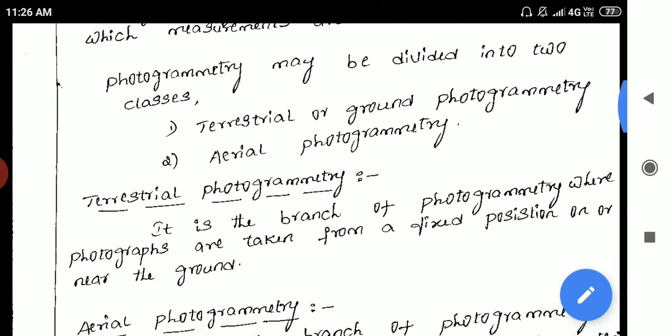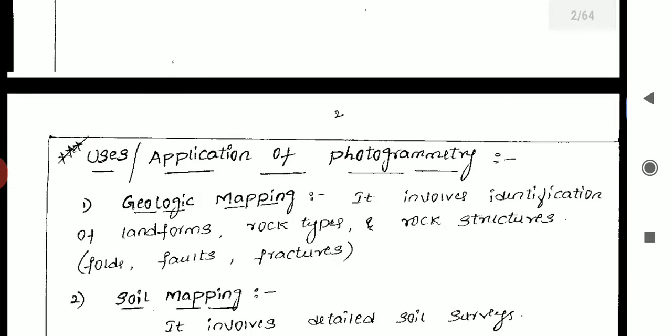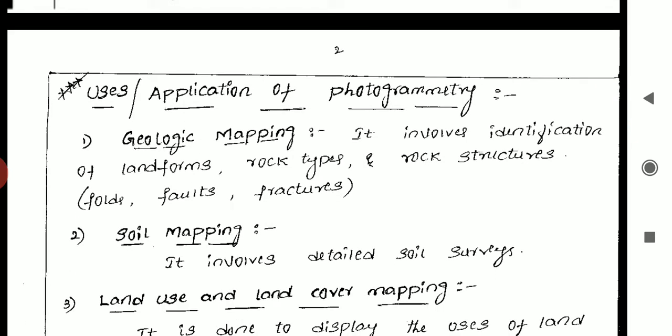Now some uses or applications of photogrammetry. First one is geological mapping, soil mapping, land use and land cover mapping, aircraft applications, forestry applications, and water resources applications. See here, these are some uses of photogrammetry. In the first one, geological mapping, I will tell how it is used.